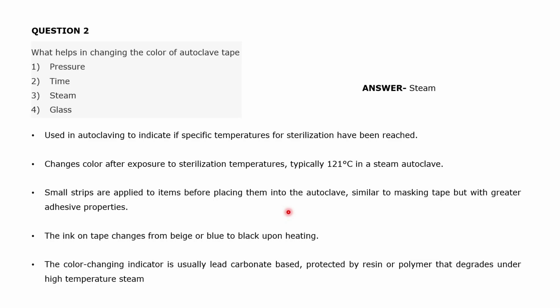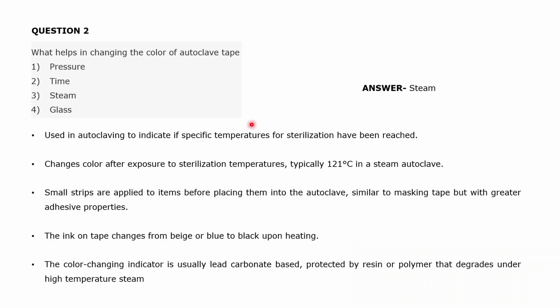If you look into the composition of this autoclave tape, it is made up of lead carbonate. Lead carbonate, in the presence of steam at high temperature, gets converted into lead oxide. So that's giving you the black color, which is indicative of whether the temperature has been reached properly or not. And this lead carbonate is protected by a resin or a polymer, so that it gets easily degraded or decomposed to show that particular change.